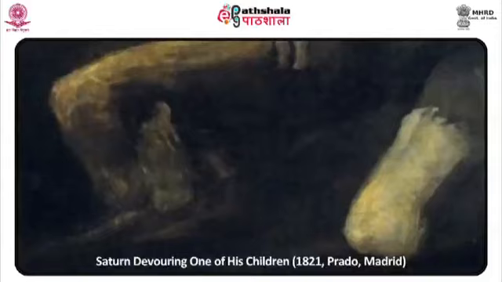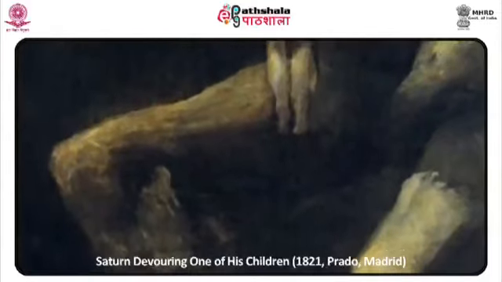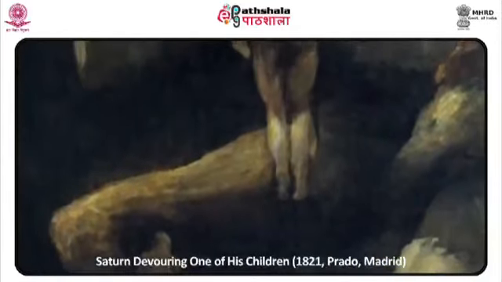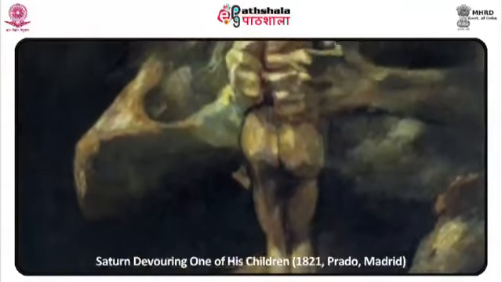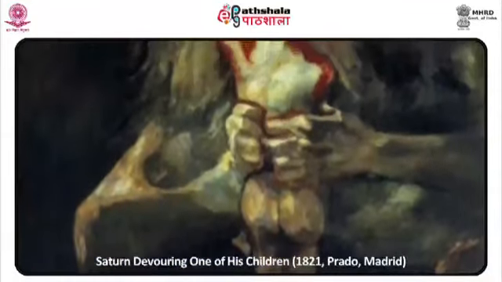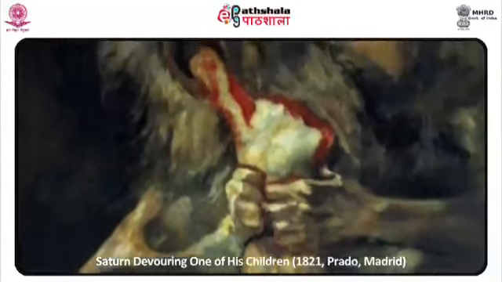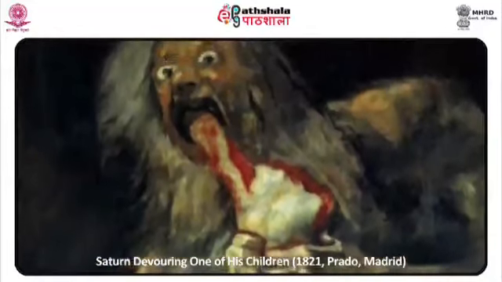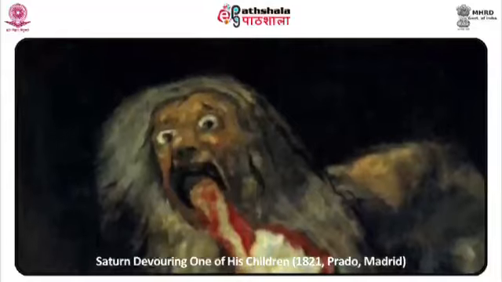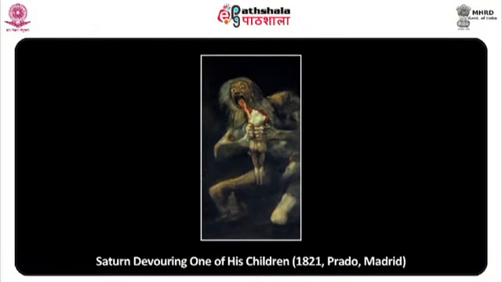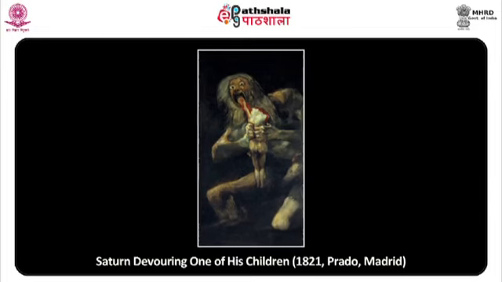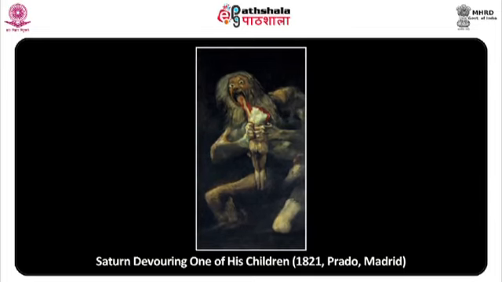His series of 14 pictures, known as the Black Paintings, from 1820 to 1823, including Saturn Devouring One of His Children, 1821, Prado, Madrid, offer an extraordinary insight into his world of personal fantasy and imagination.